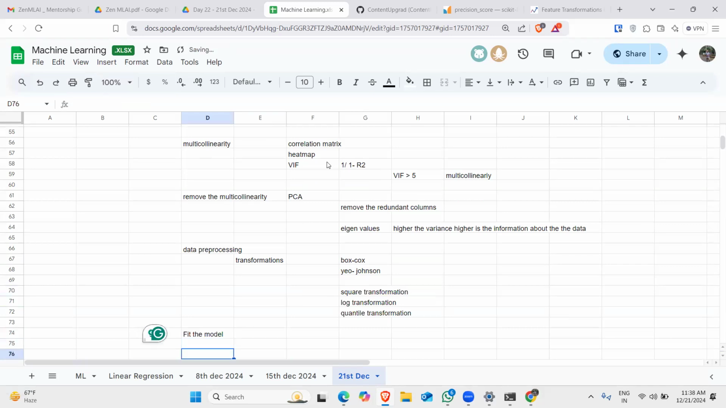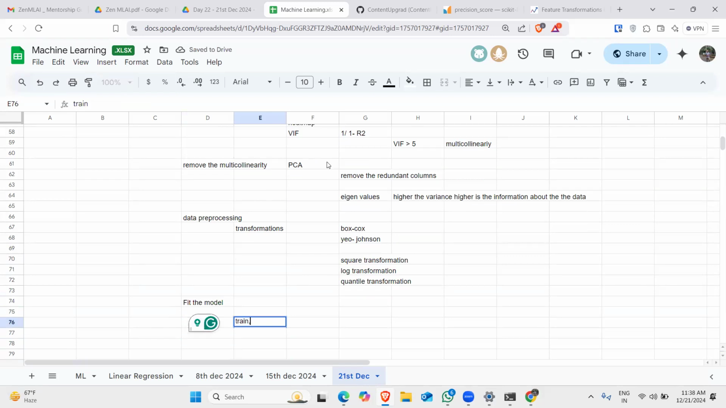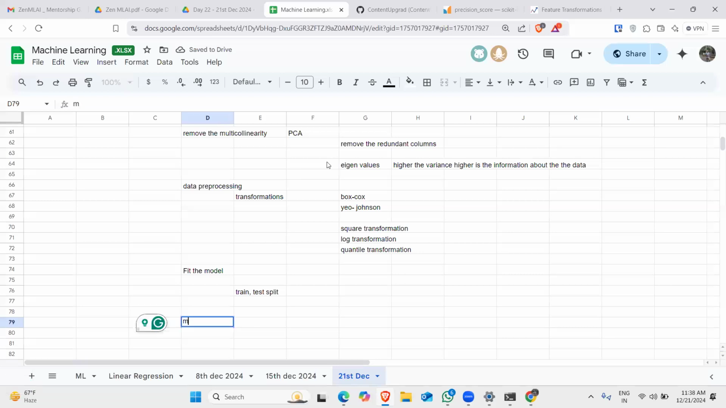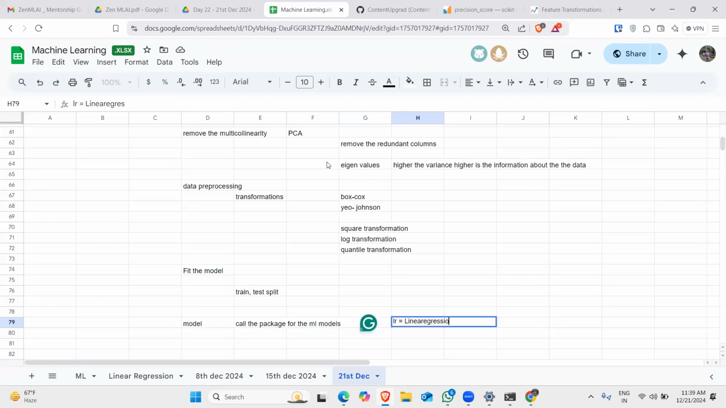Before fitting the model, we have to do the train test split, right? And then we have to call the package for the ML models. There are 4 steps, right? First is object creation. So we'll create linear regression, let's say LR is equal to the linear regression package, and we'll just call that. Second, what is the second step of model building? You fit the model, right? So you write LR.fit. You always fit it on X_train and y_train.